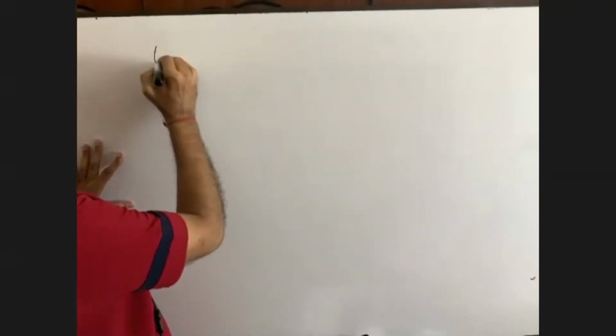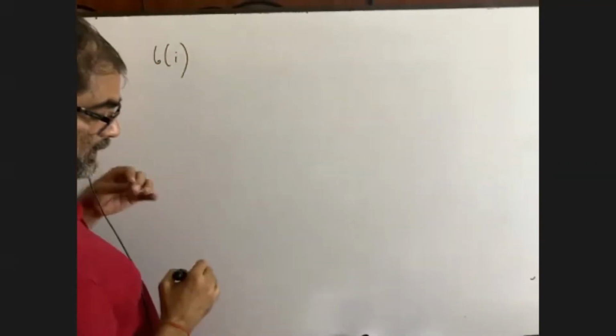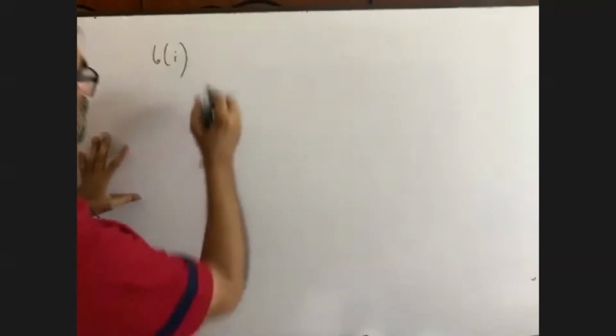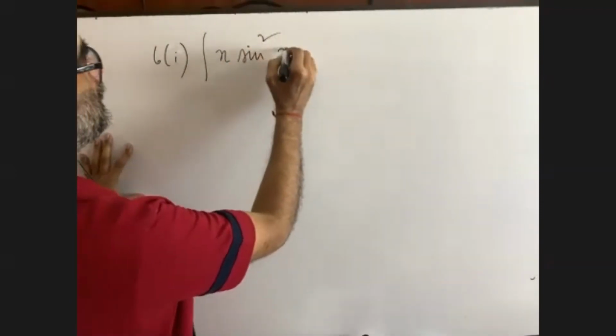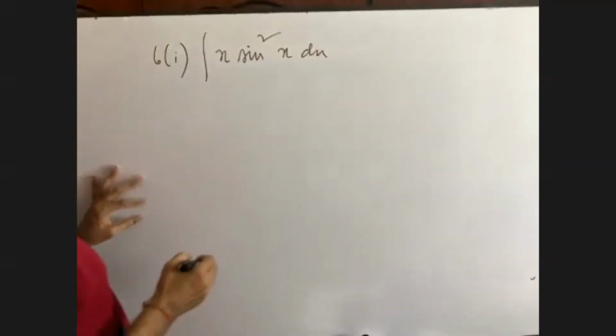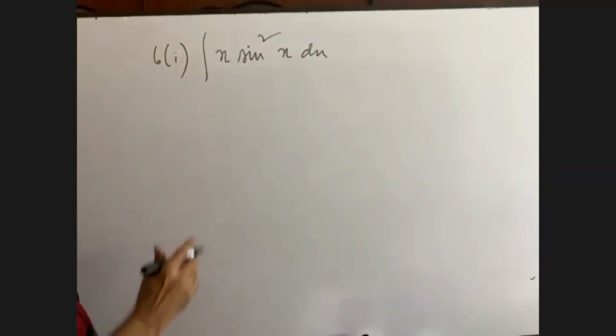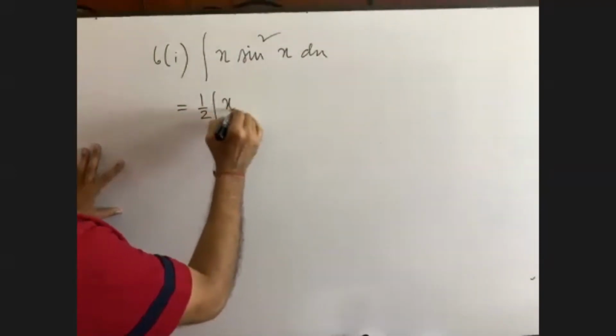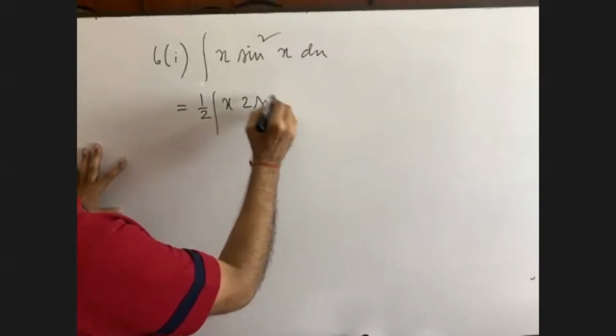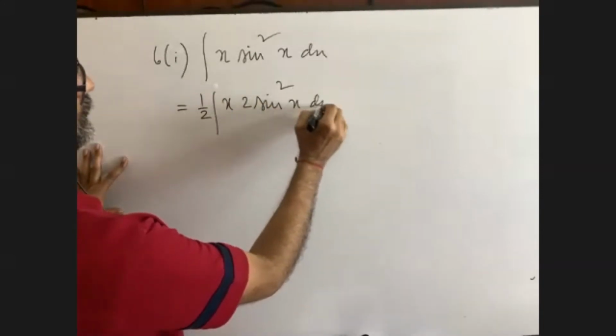Okay, then it is question number 6.1. x sine square x dx. You see, this is x sine square x dx. Okay, what will you do? We don't have any formula on this, so we have to write down half x into 2 sine square x dx. Is it?